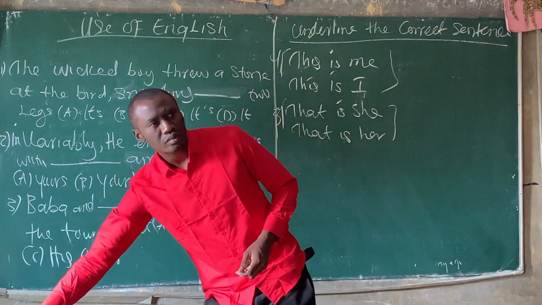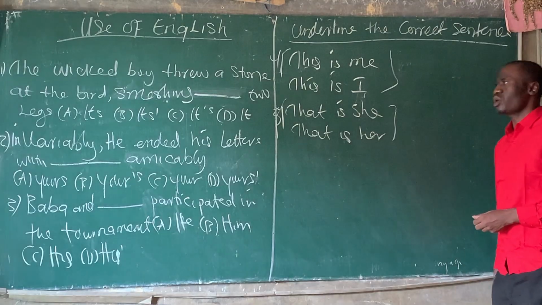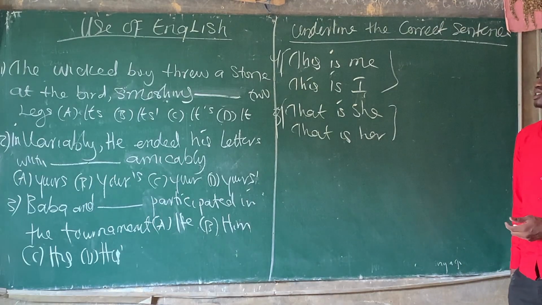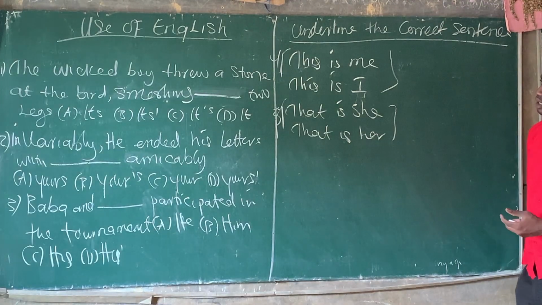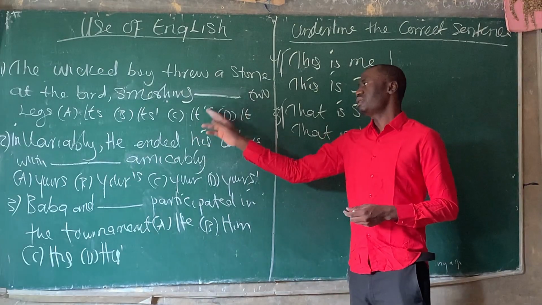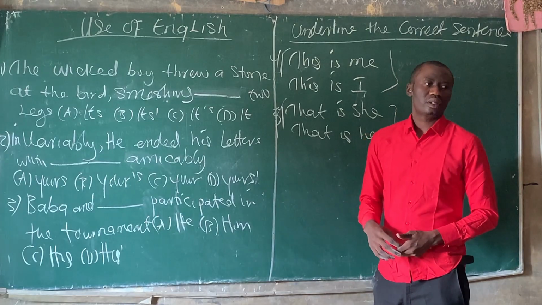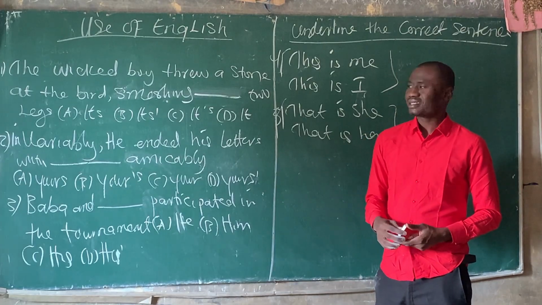Okay. Look at the first sentence. It says, the wicked boy threw a stone at the bird, smashing that 2 legs. It's 2 legs. Now, what's the answer? C.